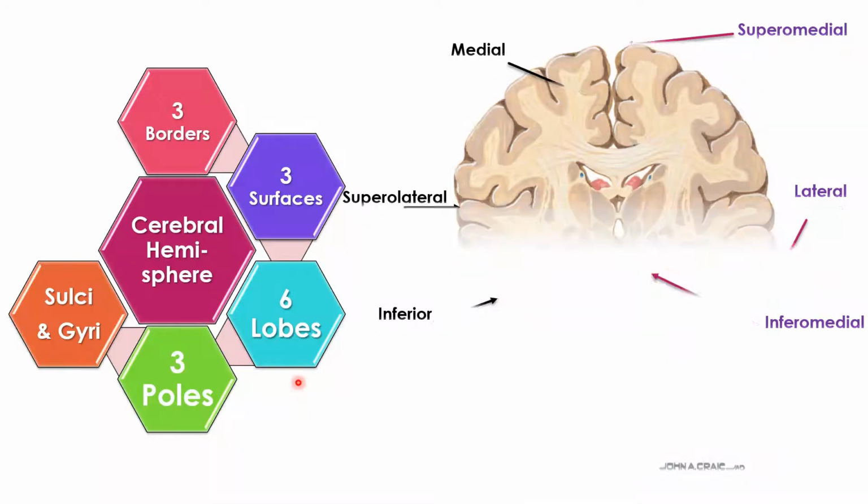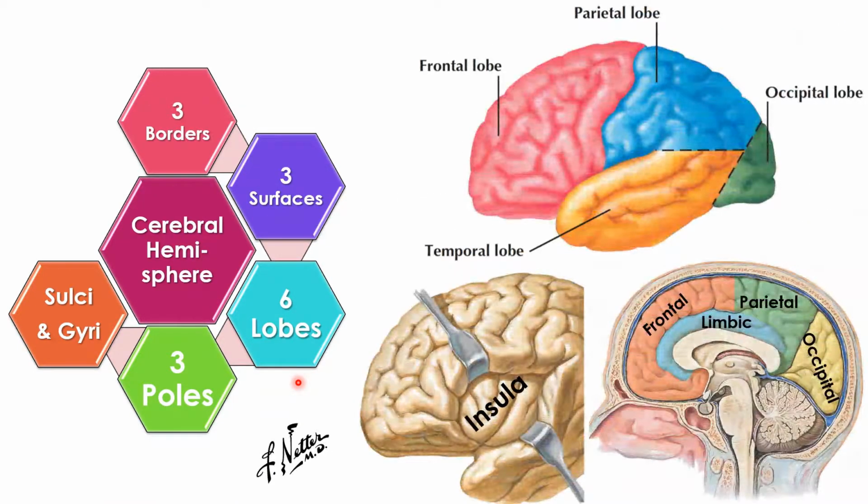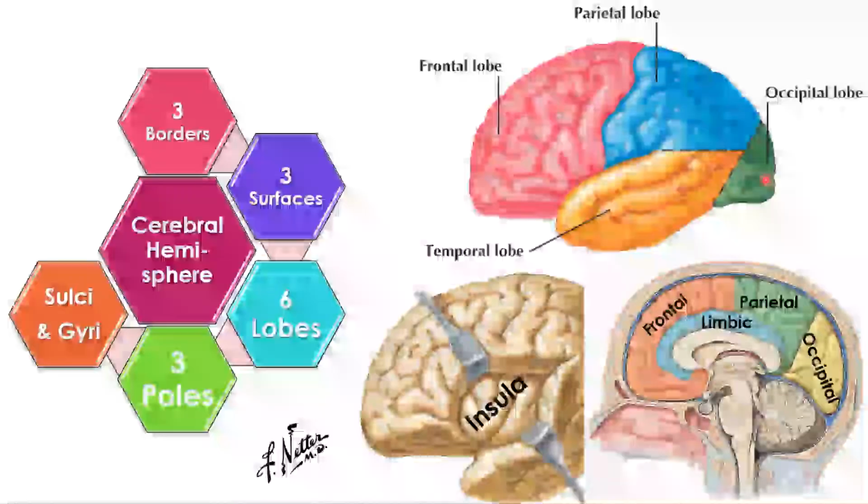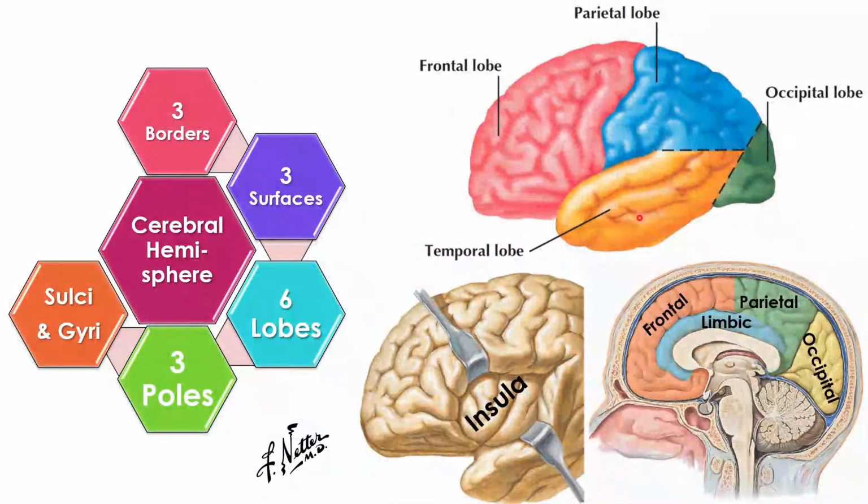Now the lobes. Lobes basically are five, but some people consider six lobes of the cerebral hemisphere as well. So there is the frontal lobe corresponding to the frontal bone, the parietal lobe corresponding to the parietal bone, the occipital lobe corresponding to the occipital bone, and the temporal lobe corresponding to the temporal bone. There is another hidden lobe inside the cerebral hemisphere, which is called the insula or the island.